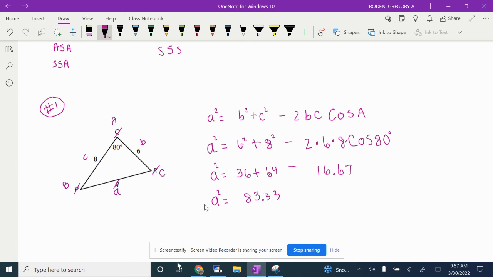Got to square root both sides, right? Remember when we do a square root on both sides, we should do plus or minus, but we're talking about geometry. We don't have negative angles and negative side lengths. And so A is going to be approximately equal to what, guys? 9.13. Now, just looking at the triangle, does that seem like a reasonable answer here? Okay, so that looks pretty reasonable.